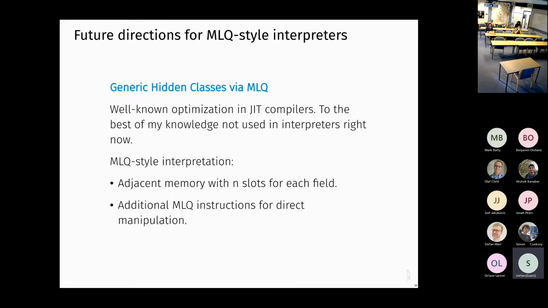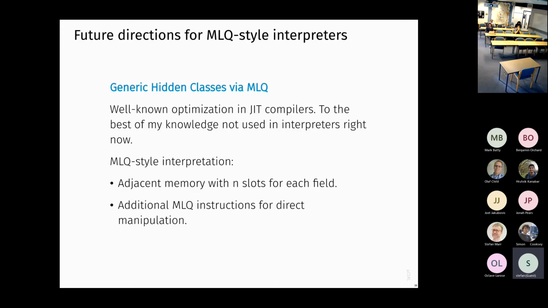I think generic hidden classes could also work with multi-level quickening. I'm not aware of anybody working in that domain yet. Hidden classes themselves, I cannot go into the details here, but it's a very well-known optimization technique in JIT compilers. But there are no interpreters that make use of it right now because the performance is not really that beneficial for an interpreter yet. But once you get to MLQ-style interpretation, the performance becomes a bottleneck.